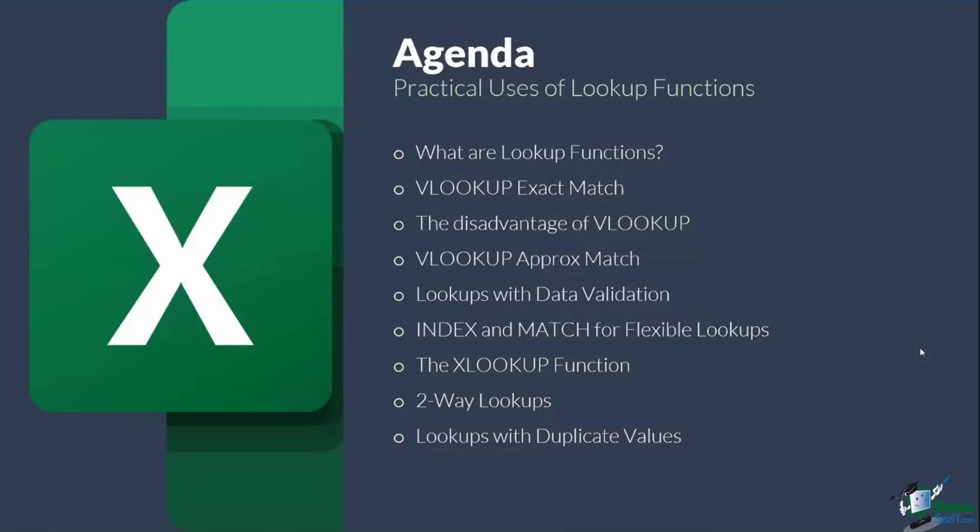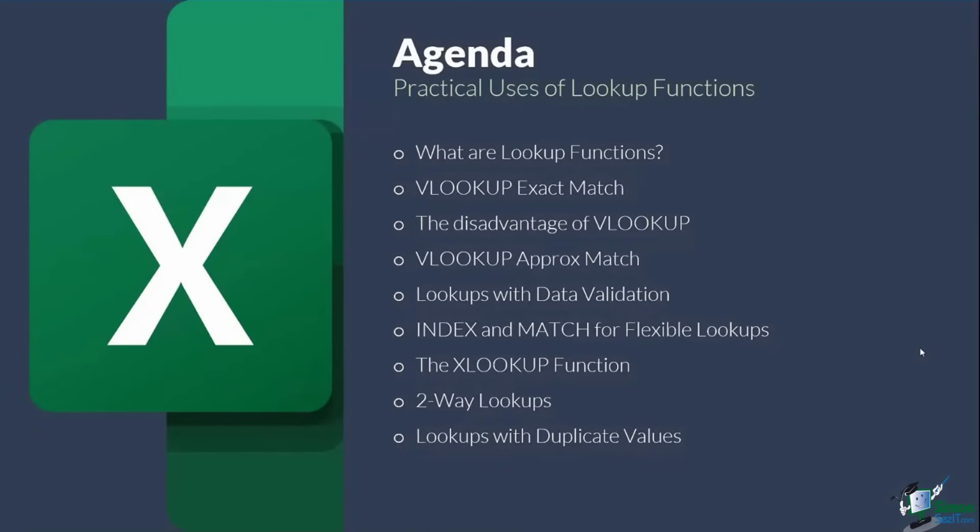lookups. We're going to talk about the XLOOKUP function, so one of the newer lookup functions in Excel. If you have one of the later versions, so the Excel for Microsoft 365, Excel 2021, Excel 2019, then you will have the XLOOKUP function. I'm going to show you how you can do two-way lookups, and we're also going to take a look at how we can deal with lookups where there are duplicate values involved. So again, a really nice little trick to know.